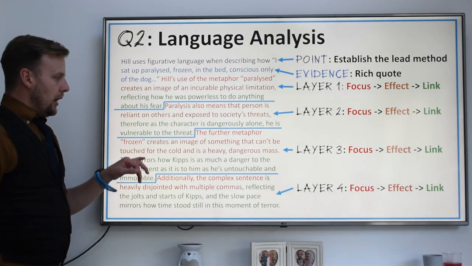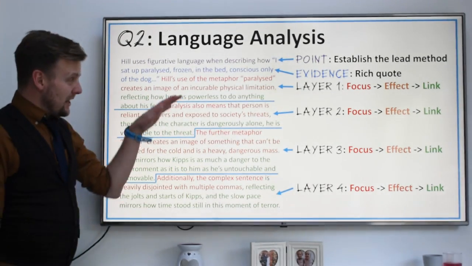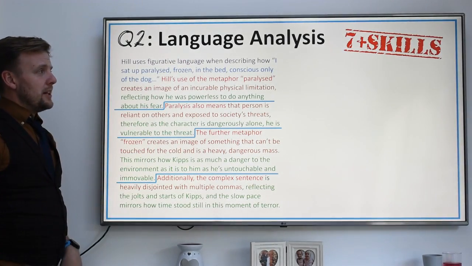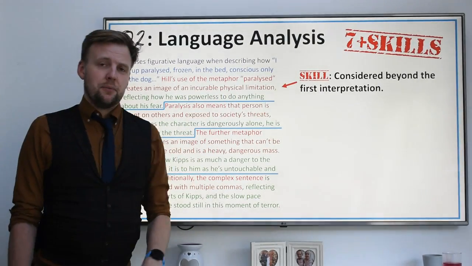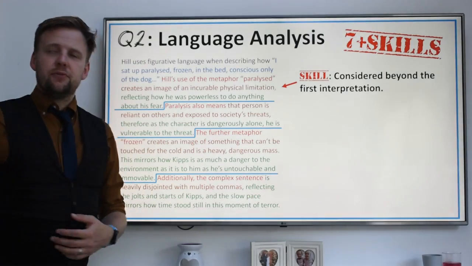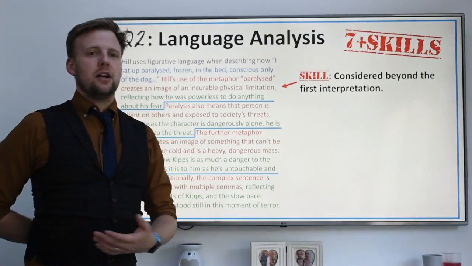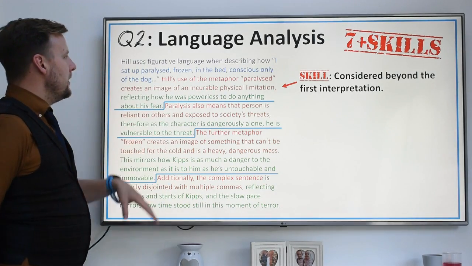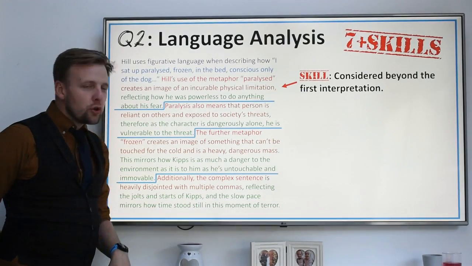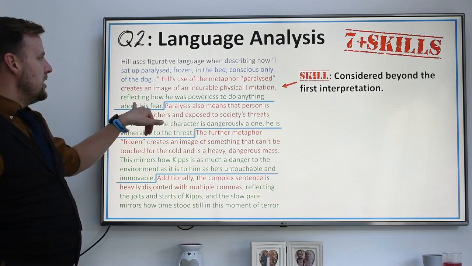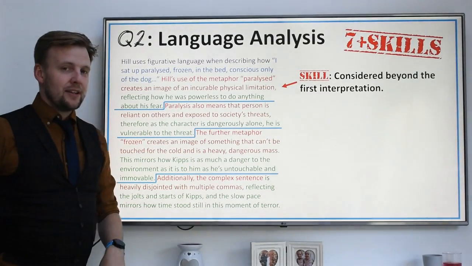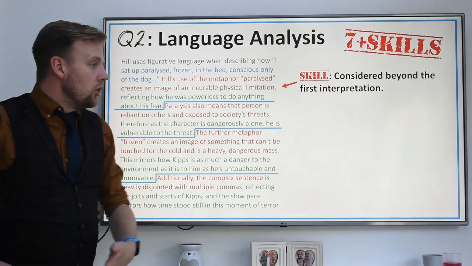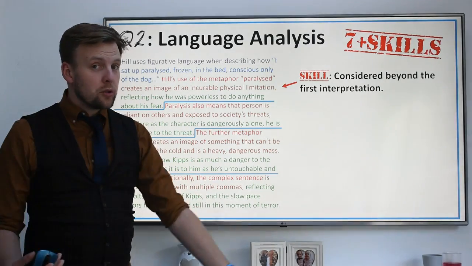Okay? The examiner is loving this. And the reason why the examiner is loving it is because someone is considered beyond the first impression. How many times are people going to say, oh, paralysed means they're disabled? Think deeper, think more specific. He's paralysed, he's got an incurable physical limitation, so therefore he's powerless to do anything about his fear. He's incurable, he can't do anything about it, it makes him vulnerable.